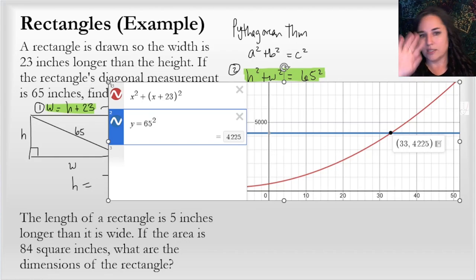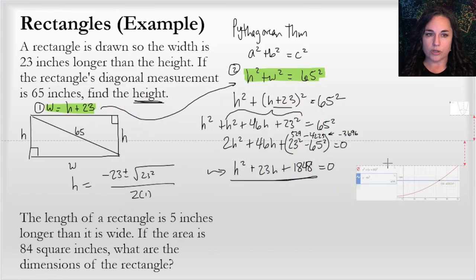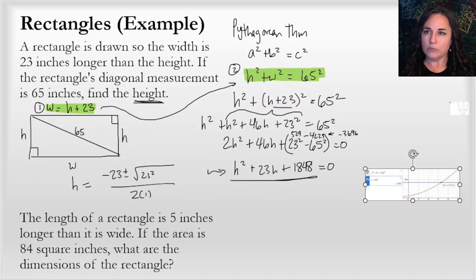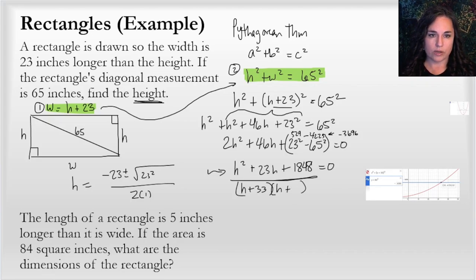So I'm not interested in what's going on the other side where that negative solution is. I'm seeing that the height is 33 inches. I do believe you can factor this. I actually think this factors down here: H plus 33, and then H plus whatever factor 33 multiplies by to get 1848 would be the other answer, and then you would know the solutions.